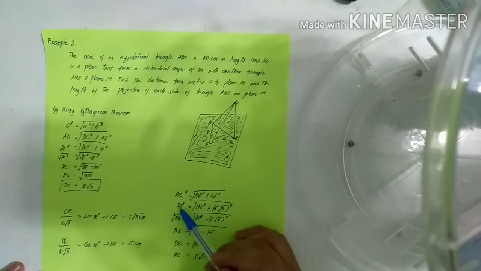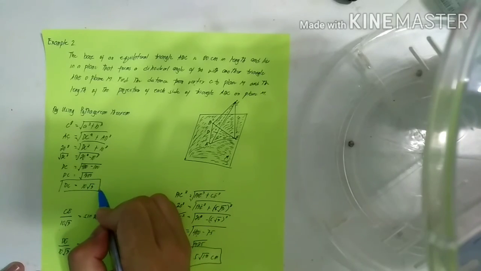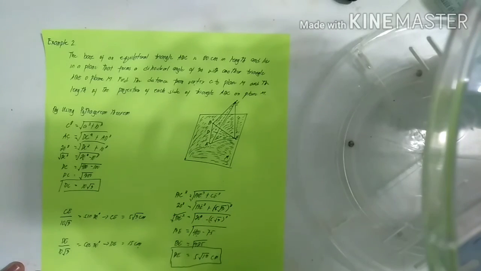Then 20 squared, that is 400, and also the 5 square root of 3 squared, that is 75. So minus kasi kanina nag-transpose tayo kanina. So naging negative or minus. So we have to subtract to find the BE. Then 400 minus 75, that is 325. So square root of 325, that will become 5 square root of 13 cm. So this is our final answer. Ito yung BE natin. Then ito yung hypotenuse natin na sagot.